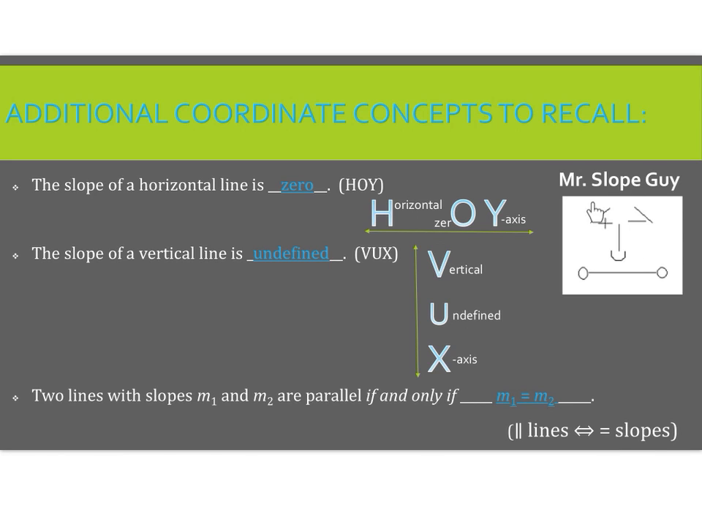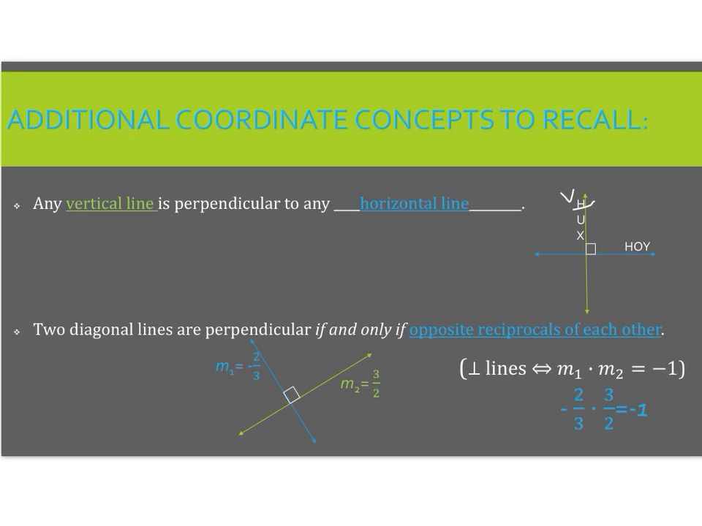So we've got Mr. Slope Guy here who can help you with remembering your different types of slopes. He's winking at us, the negative sign, and his brow is going in the negative direction, so the line's falling down. And then a positive slope, his brow is going up or rising up. The vertical line, his nose is undefined, and then his mouth is a flat mouth with zeros, so a horizontal line has 0 slope. Or you've got the acronym HOY and VUX. So horizontal is 0, y-axis, VUX, vertical undefined x-axis.